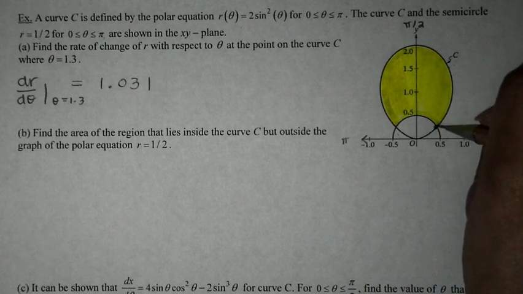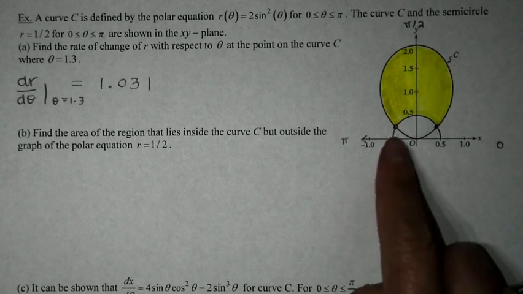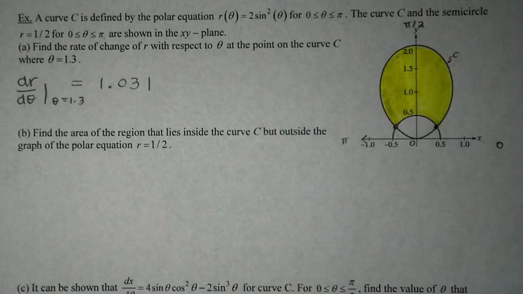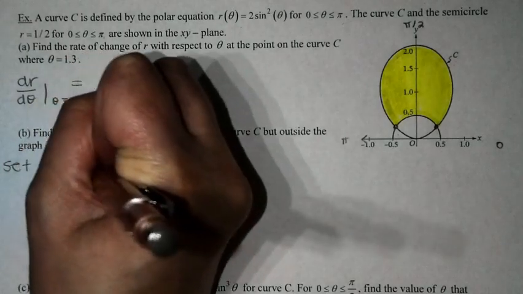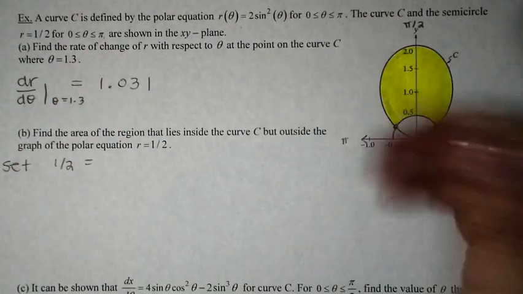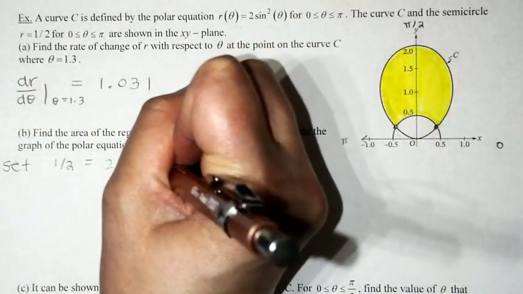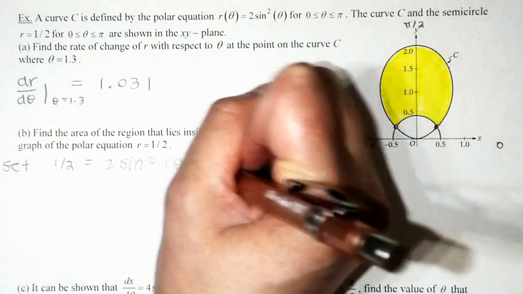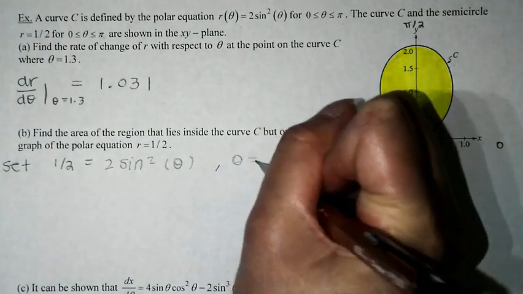So you need to find the intersections. That's the first thing that you need to find when you have two polar equations. So what I'm going to do is set my 1/2, why my 1/2? Because it's your semicircle, equal to your C. What's the curve C? You know that it's going to be 2 sine square of theta, and then you're going to solve this, and this is going to give you some values of theta.